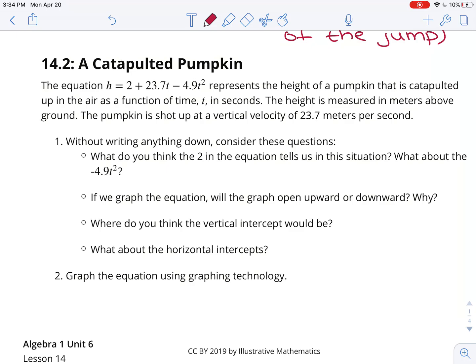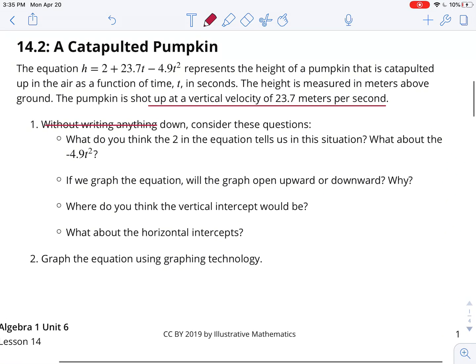All right, in 14.2, we have a catapulted pumpkin, and the equation h equals 2 plus 23.7t minus 4.9t squared represents the height of a pumpkin that is catapulted up in the air as a function of time t in seconds. The height is measured in meters above ground. The pumpkin is shot up at a vertical velocity of 23.7 meters per second.